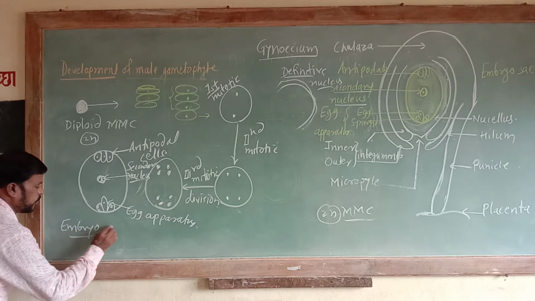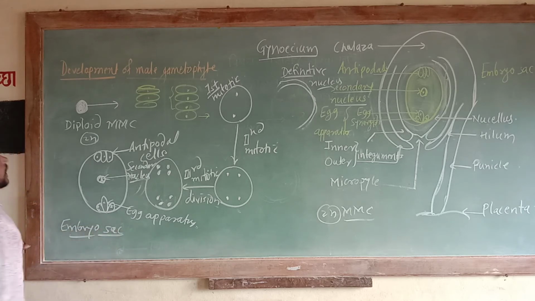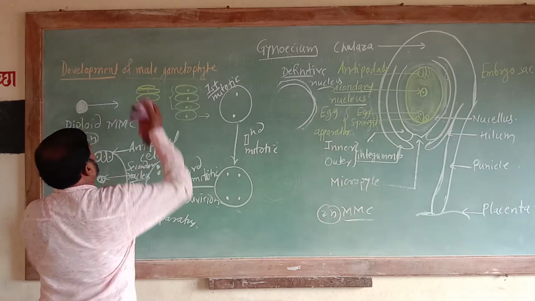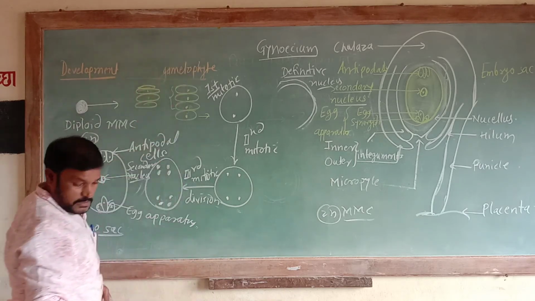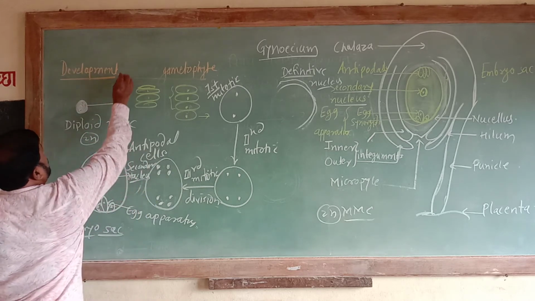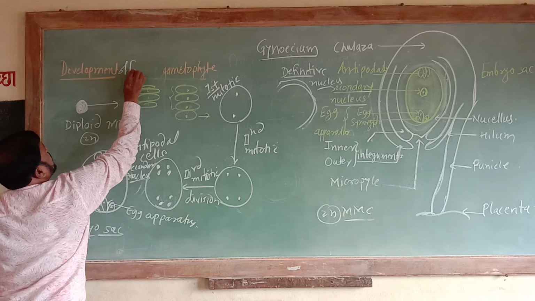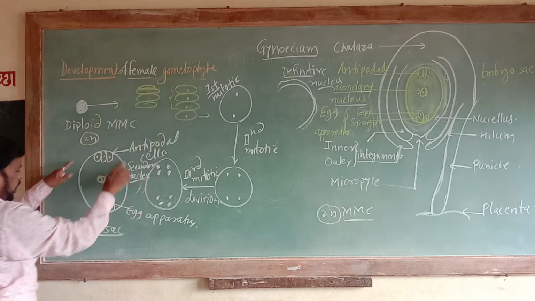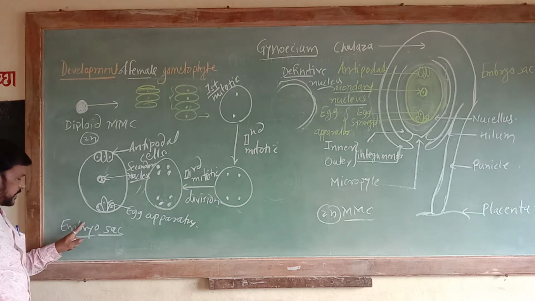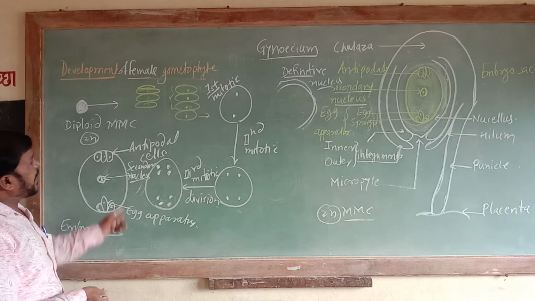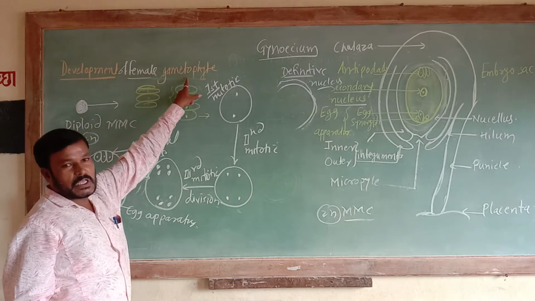That is the embryo sac, also called the female gametophyte. We are studying the development of the female gametophyte. In this way, the female gametophyte is formed. This embryo sac is also called the female gametophyte. I am repeating once again, the development of the female gametophyte.